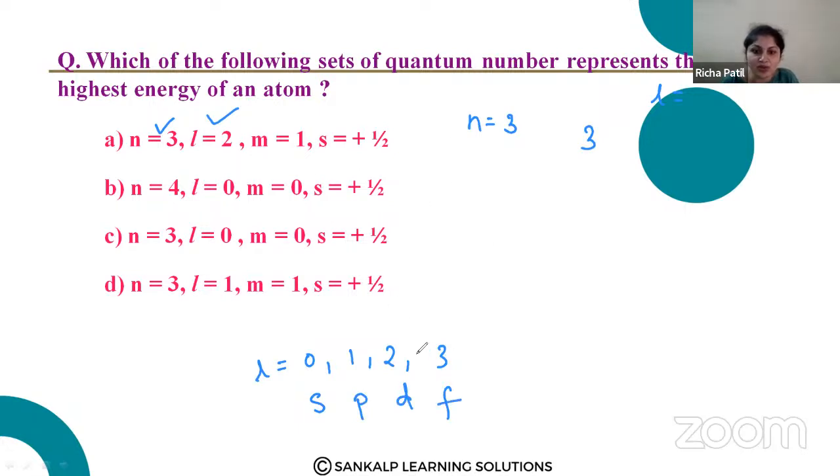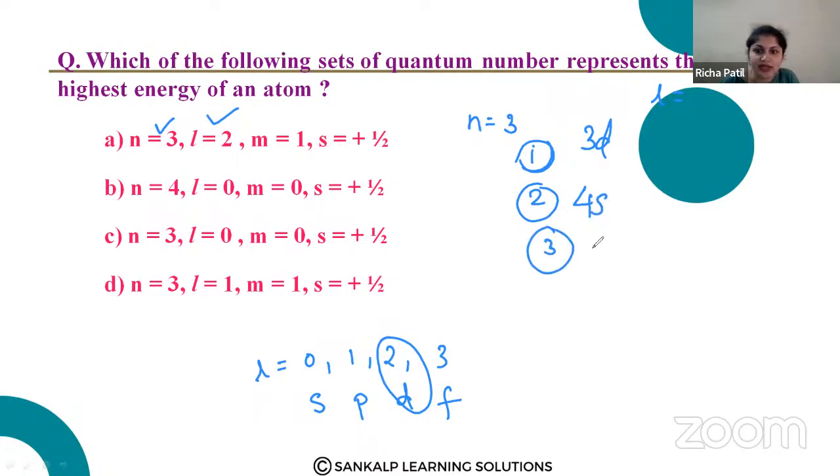Now L is equal to 2, which means it is 3D. So the first one represents 3D. Then the second is N equal to 4, the main shell is 4, and L is equal to 0, which means S. Third is N equal to 3, the main shell is 3, L is equal to 0, which means S again. Fourth is N equal to 3 and L is 1, which means 3p.